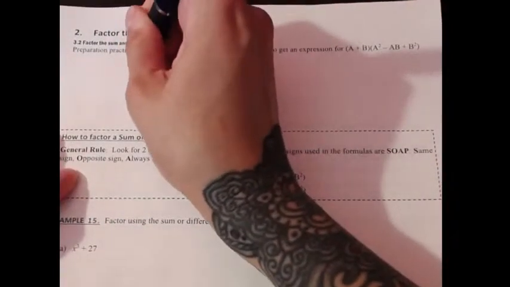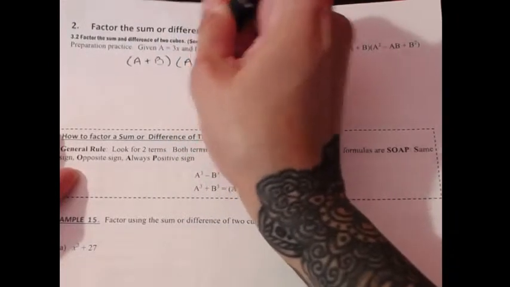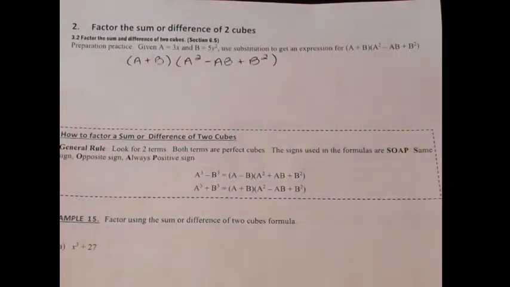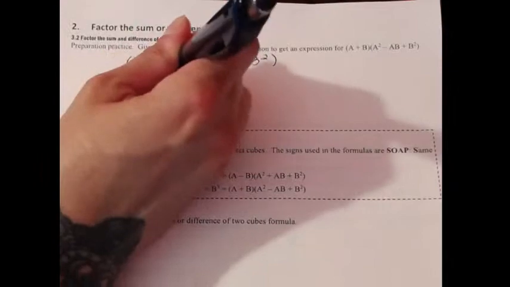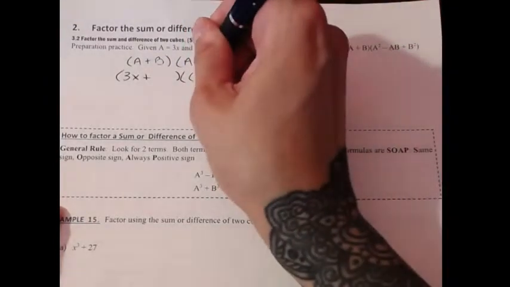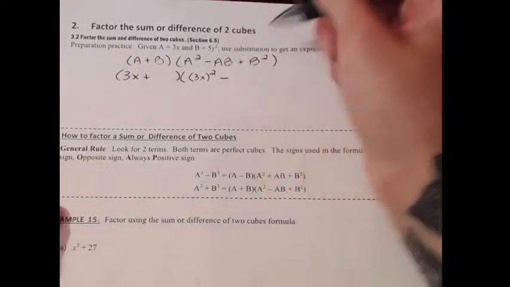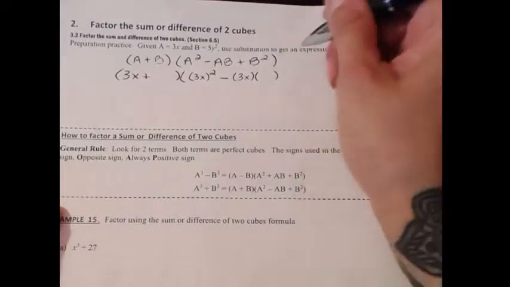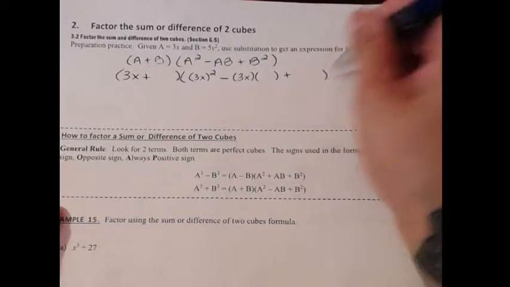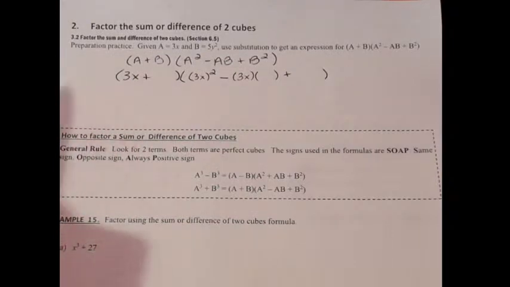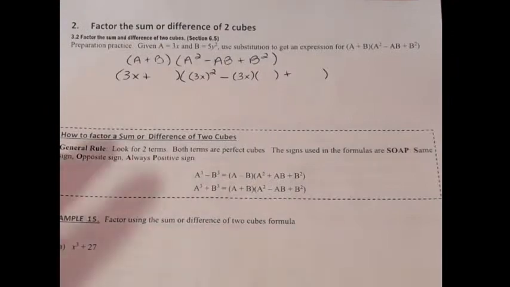Okay, so we have a plus b times a squared minus ab plus b squared. Wherever I see an a, I'm going to replace it with 3x. So I have 3x plus, I'll leave a little gap. Then I have an a here and it's squared, so I'm just going to write 3x squared minus, I have an a here, and that's 3x. And I have another b here, so I'm just going to leave like an empty set of parentheses, and then plus, and we'll deal with the rest in a second. So everywhere I had an a, I replaced it with 3x. Now, everywhere I have a b, I'm going to replace it with 5y squared.